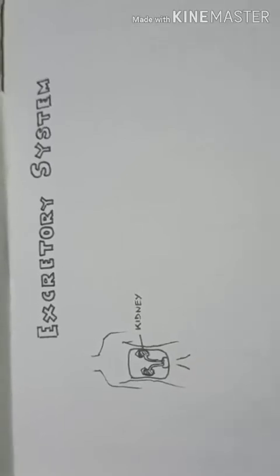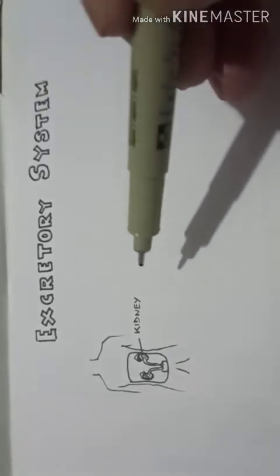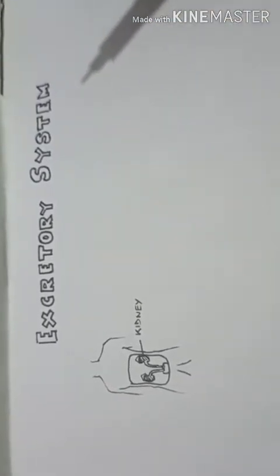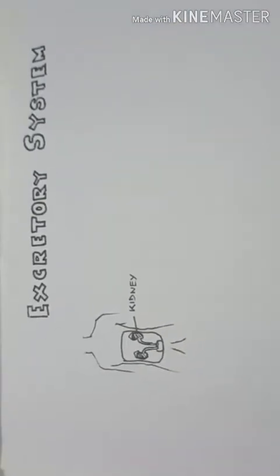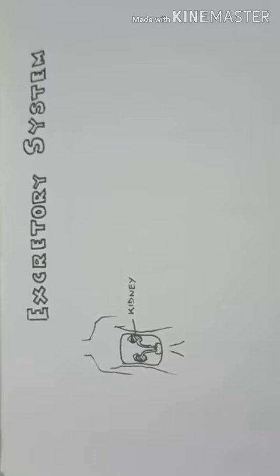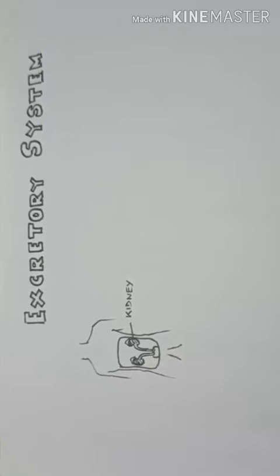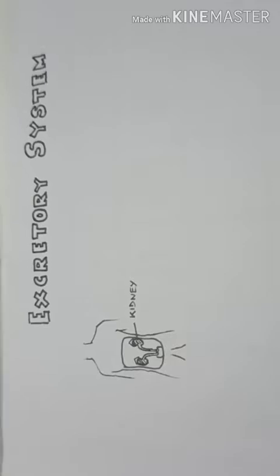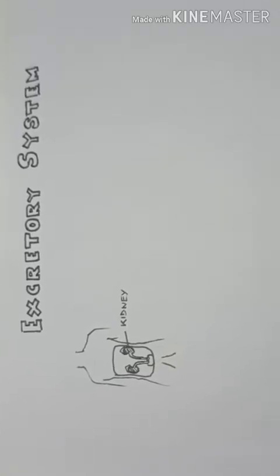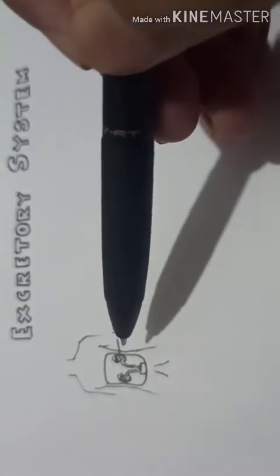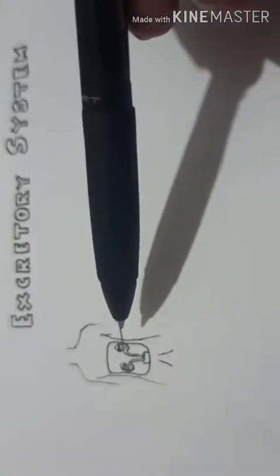In case of the excretory system, the organ that comes to our mind is the kidney, because this is our organ of excretion. This is the organ responsible for filtering out every harmful product, that is, every harmful metabolite produced in our blood or in our body, and it helps in the elimination of all of that material from the body.